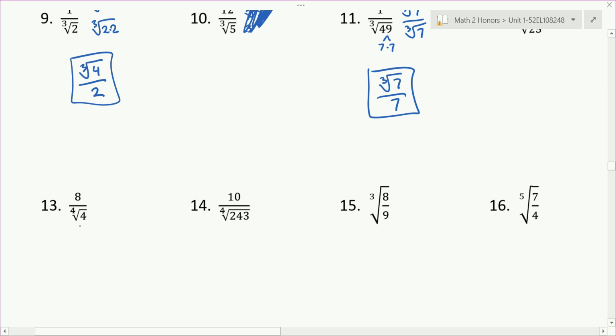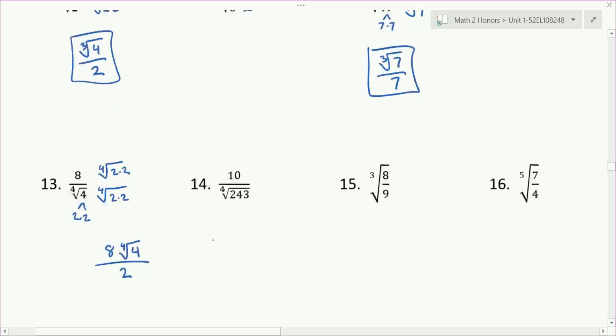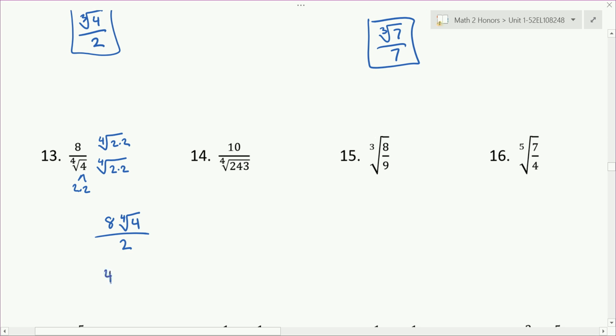13, 4 is 2 times 2. So I'm going to multiply by the 4th root. I need 2 more 2's, so 4th root of 2 times 2. And I end up with the 8 times the 4th root of 4 in the numerator, all over 2. We can reduce that though. 8 divided by 2 is 4. I am allowed to divide those two, and I'm left with the 4th root of 4 after that. So 4 times the 4th root of 4. Lots of 4's.